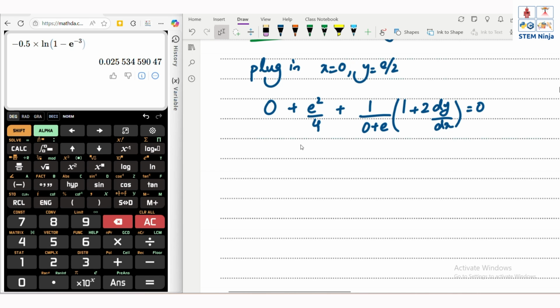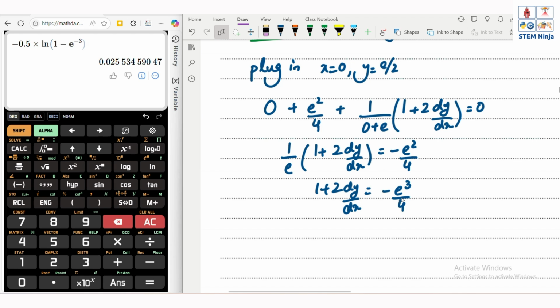So minus e squared over 4 goes on the other side. So we have 1 over e, 1 plus 2 dy by dx equals minus e squared over 4. E again goes on the other side, makes it minus e cubed. So 1 plus 2 dy by dx equals minus e cubed over 4.